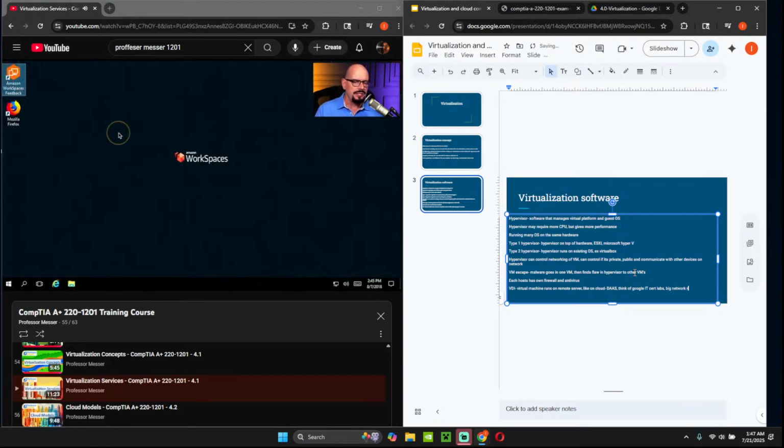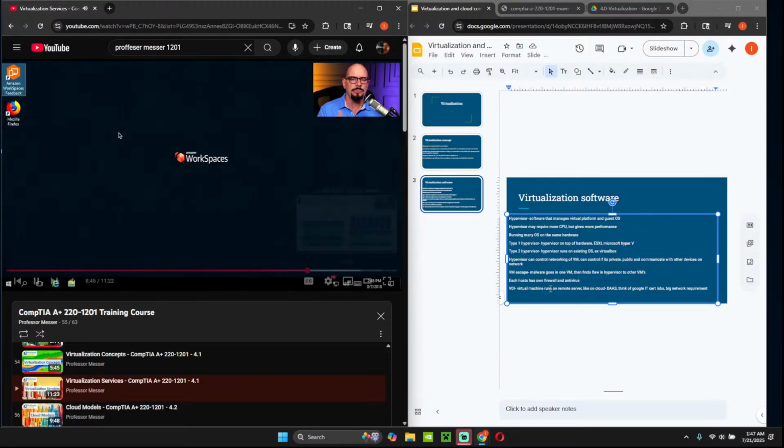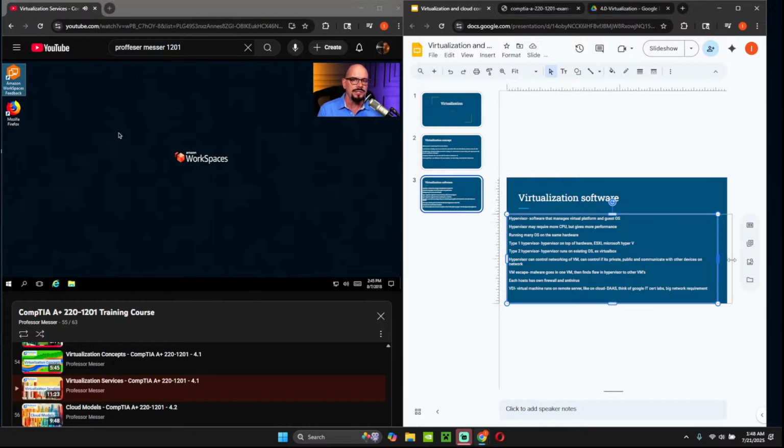Once you're running the virtual desktop, it looks, acts, and interacts with you exactly like a normal OS. From the user's perspective, they're running an operating system that's running on their local device, even though they're really running this OS as a virtualized system across the cloud.